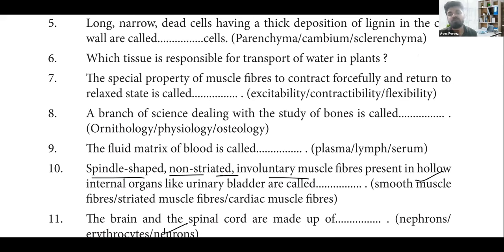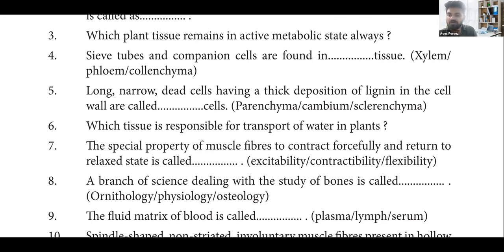The special property of muscle fiber to contract fully and return to its original state is called? Flexibility, contractibility, or flexibility? Flexibility. Yeah. And what is responsible? Proteins are responsible for the contraction and relaxation of muscles. These proteins are called actin and myosin. Actin and myosin are the two proteins responsible for this type of activity. Okay. You understood?